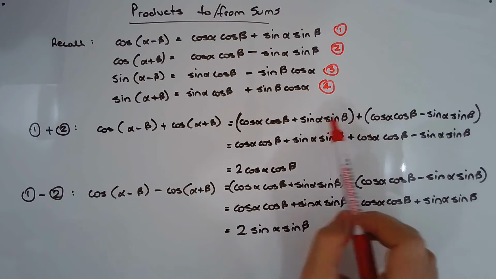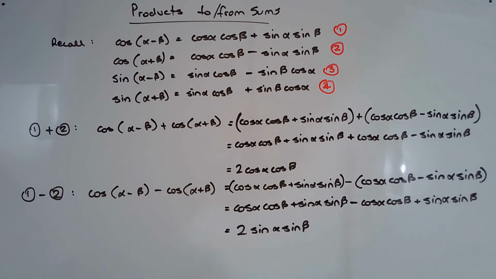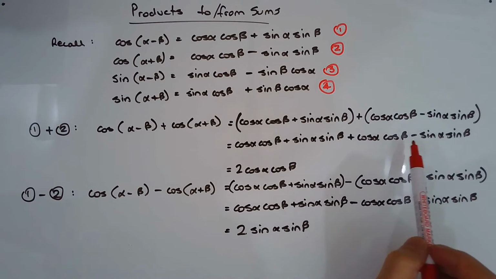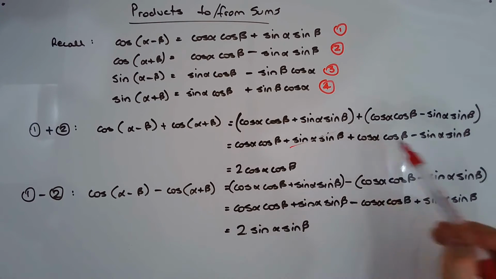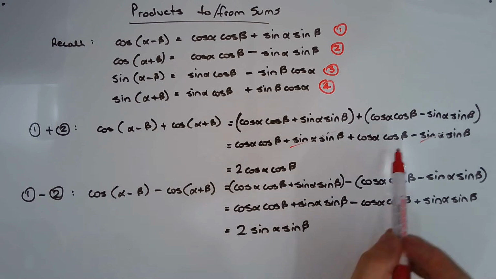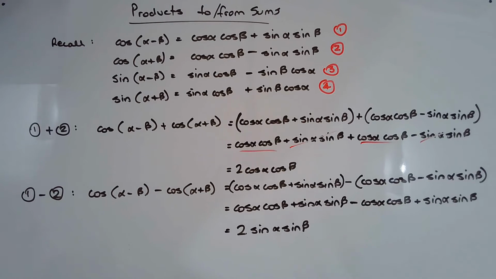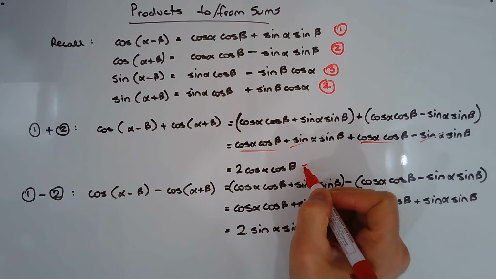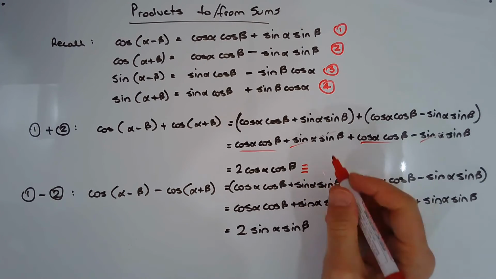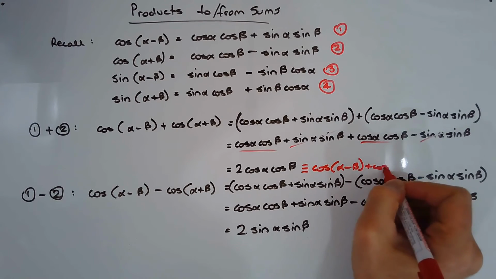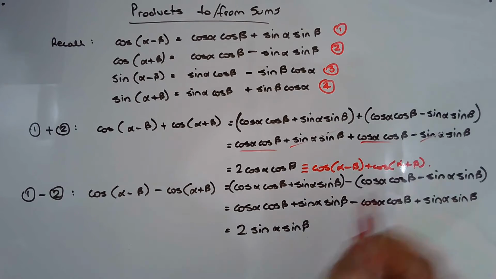Now, since there's a plus sign between the two brackets, we can just remove the brackets without worrying about the signs inside the bracket. So we end up with cos alpha cos beta plus sine alpha sine beta plus cos alpha cos beta minus sine alpha sine beta. So it's pretty clear that these two cancel. And then what we're left with is two lots of cos alpha cos beta. So these two are remaining, and we end up with 2 cos alpha cos beta. So if we just want to write that all on one line, that's equivalent to cos of alpha minus beta plus cos of alpha plus beta.